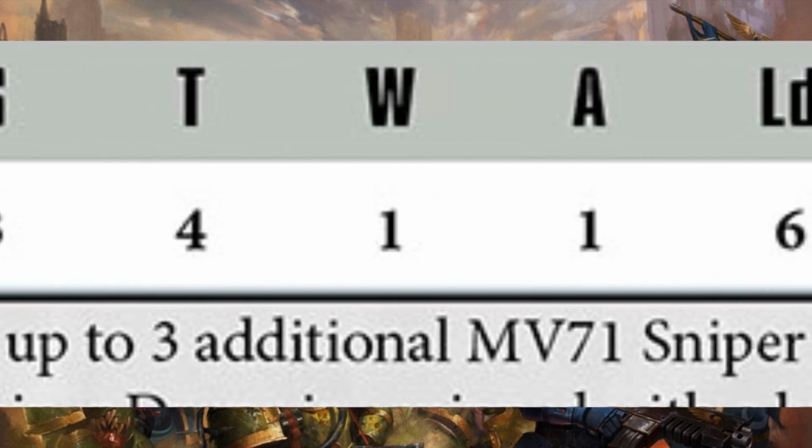This is how much damage each model in your unit can suffer before they die. So in this case, the drone has 1 wound per model, meaning in order to kill this drone, you need to do 1 damage to it.